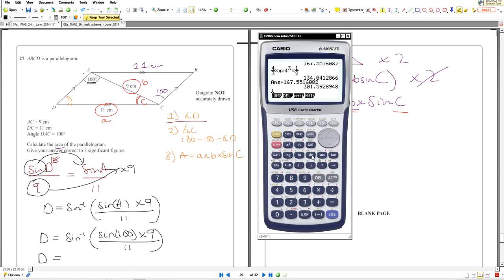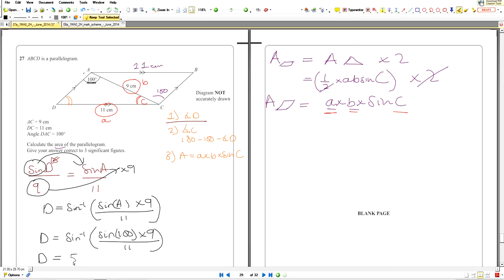So let's shift sine minus 1. We have a bracket, we have the fraction button. So we do sine brackets 100. Close the brackets, times that by 9, bring it to the bottom and put it over 11. Close the brackets, and that gives us an answer of 53.68. That's lovely. 53.6829. Leave that value there for the moment, because that's just part 1 done.